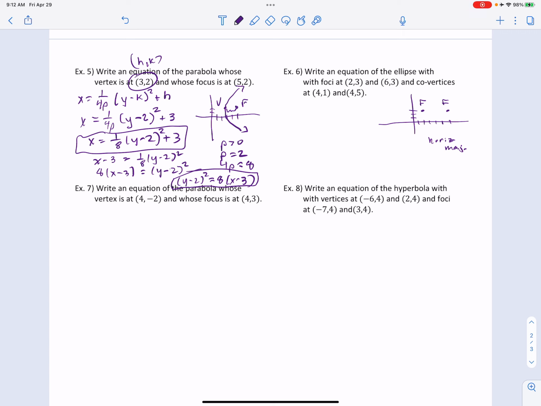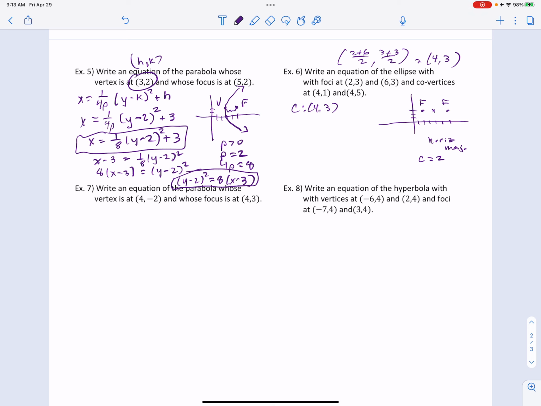And the center, the midpoint of those foci, you should be able to just eyeball, but you could also average the foci. 2 plus 6 divided by 2, and 3 plus 3 divided by 2, and come up with 4, 3, but you can just see that. That is going to be your center. It also tells you the value of c, because the distance between the foci is 2c, or the distance from the center to a focus is the value of c, so c is 2.